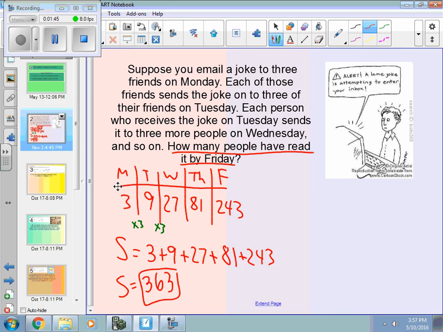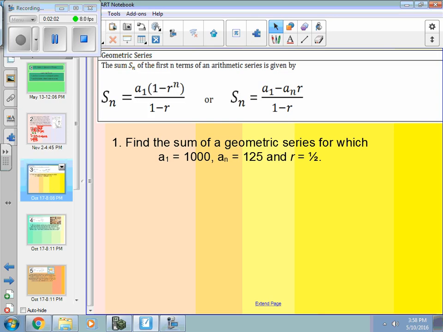All right, well, that works out pretty well making a table on this one. But what if it had said how many people have read it in 100 days? We wouldn't want to sit here making this table out to 100 and then sit on our calculator and add up 100 numbers. That's not very efficient. So we want other ways of doing this problem, and we can do that with some formulas.